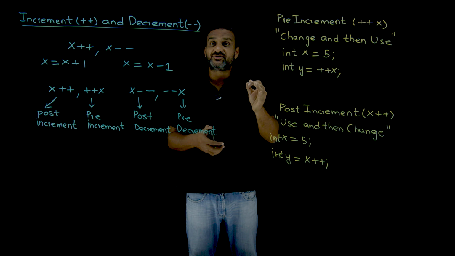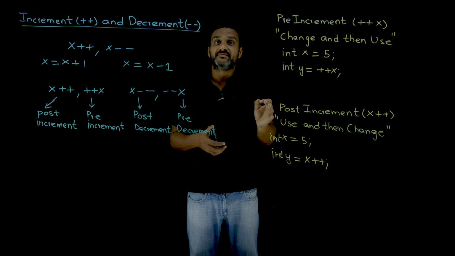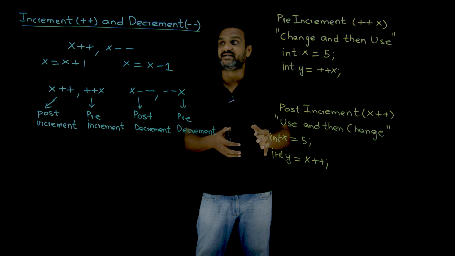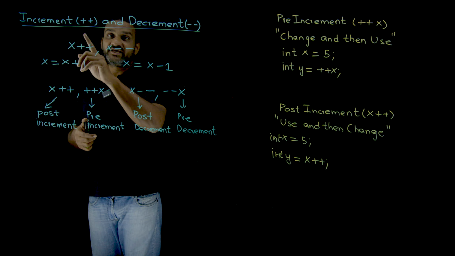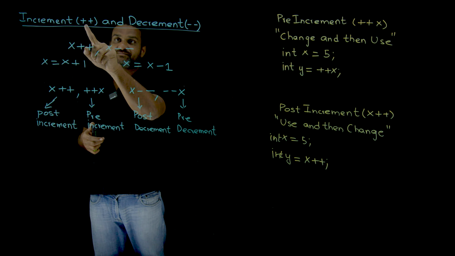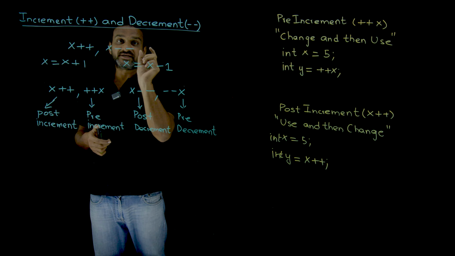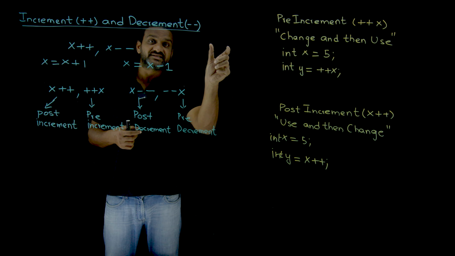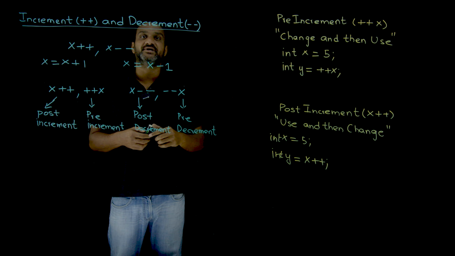Let's try to understand this concept very slowly. So we will teach this concept very slowly. Let's get started. The concept is increment and decrement operators. There are two operators: plus plus (++) is the symbol used as the increment operator, and minus minus (--) is the symbol used for the decrement operator.